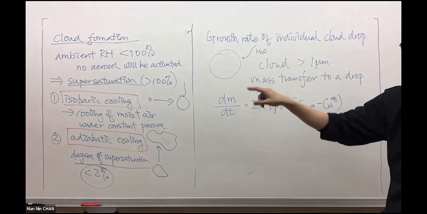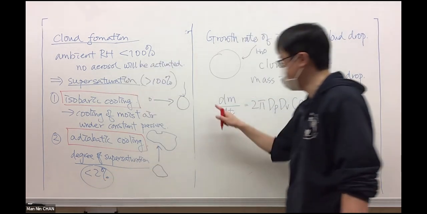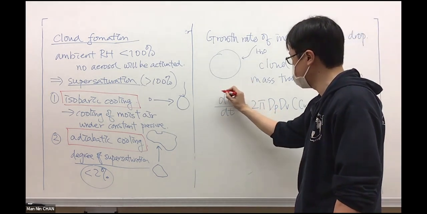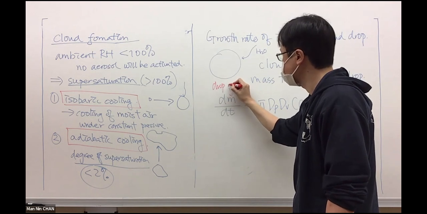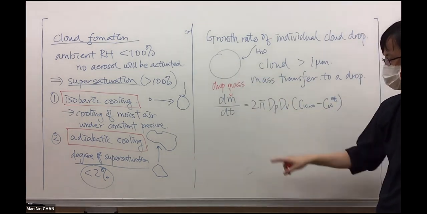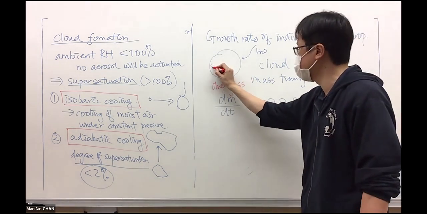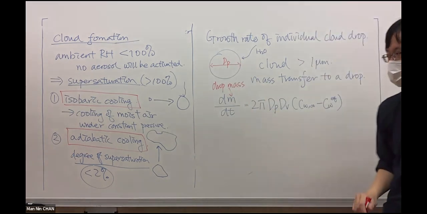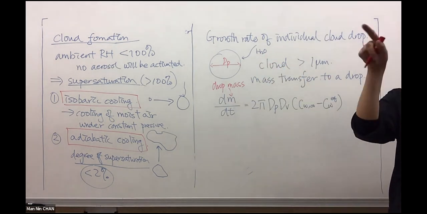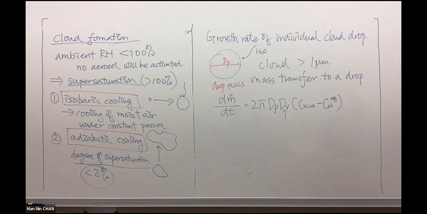So for the mass transfer of water vapor to your droplet, this is dm/dt, where m is your drop mass. That means the mass of your droplet changes with time. This can be calculated, and it will be 2 pi times dp times dv, where dp is your droplet diameter, and dv is, in this case, for the condensation of water vapor, the water vapor diffusivity.